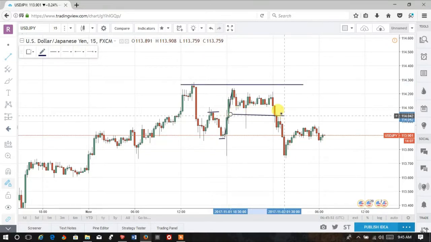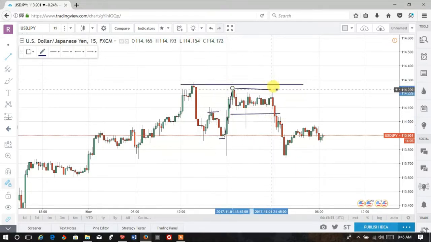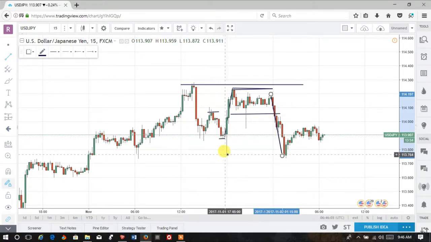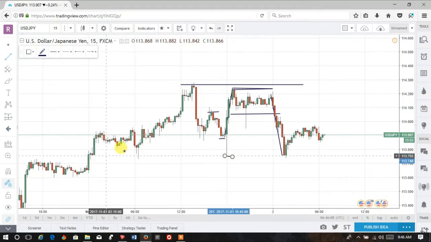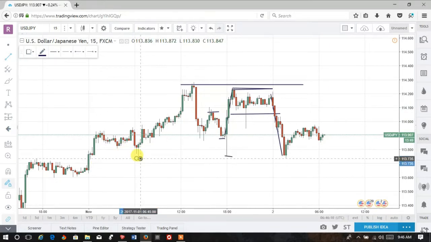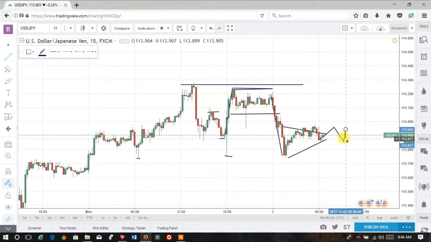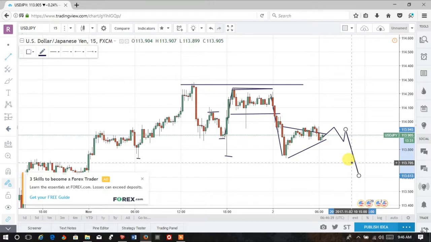Then the market stayed in consolidation for almost 4 to 5 hours. Then we had a break and close above this level. Again, we are still waiting for a break and close above this level to validate our continuous downward move. Now again, we are forming a rising wedge, and most of the time rising wedges signify a continuing trend pattern.